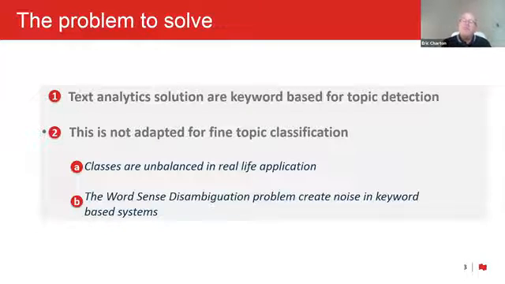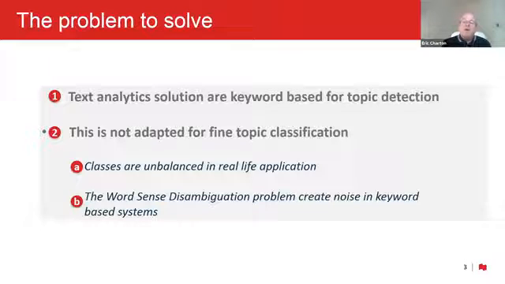When you go to keyword-based analytics, you face a lot of problems because this technology is not adapted for fine topic classification, for two main reasons. The first reason is that in real-life applications, the topics you want to detect are unbalanced. What we mean by unbalanced is that some of the topics will represent 40% of what you are looking for, and some others just represent 1% or sometimes less. This is very difficult to capture using keywords, and even using machine learning sometimes.